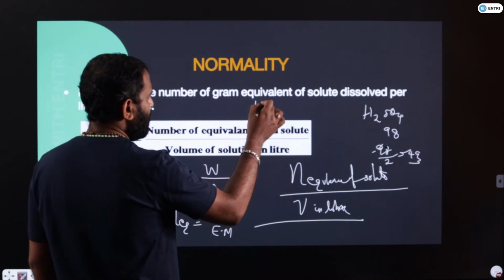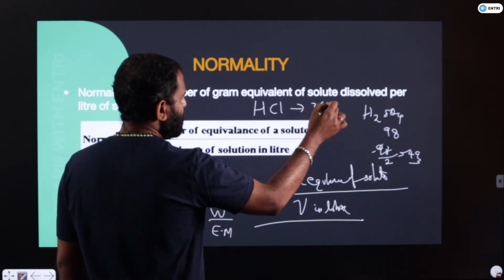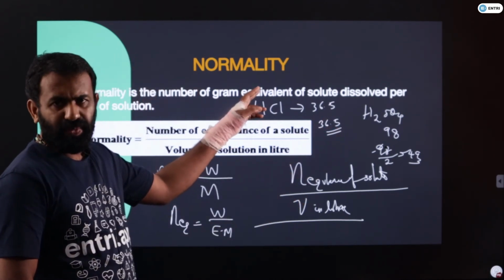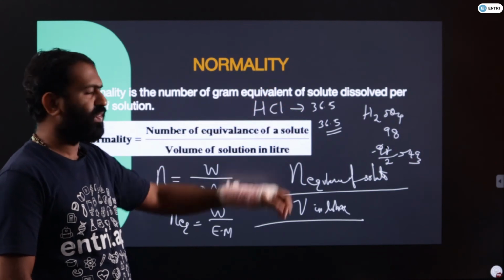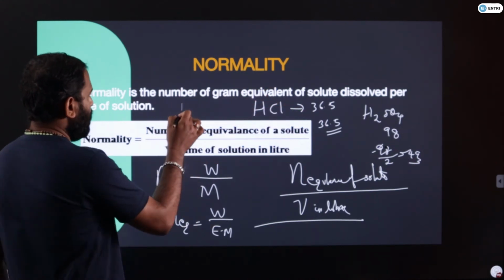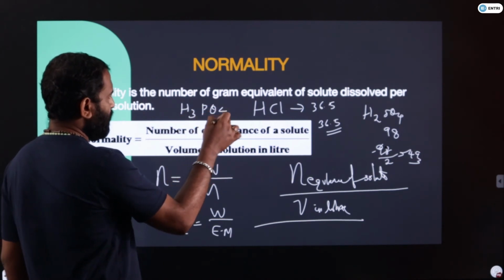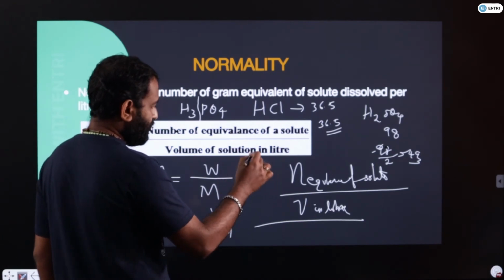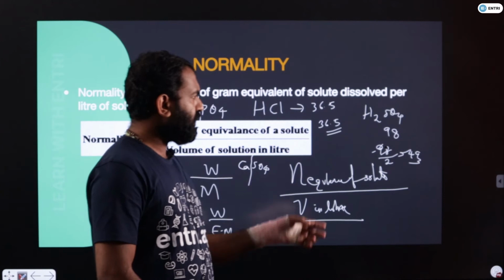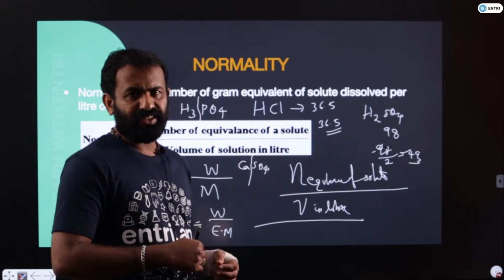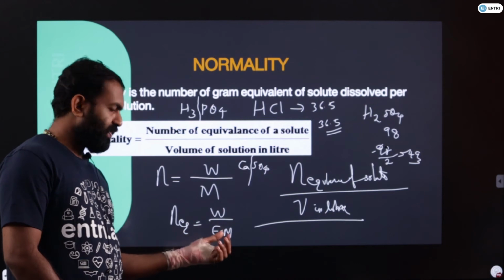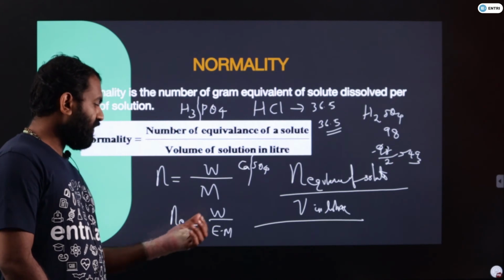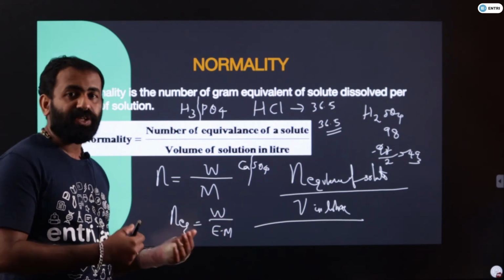In the case of HCl, hydrochloric acid, the molecular mass is 36.5 and equivalent mass is also 36.5, because total positive charge is plus 1 or total negative charge minus 1. So 36.5 divided by 1. In the case of phosphoric acid H3PO4, the valency is 3, and in the case of calcium sulfate, the valency is 2. So equivalent mass is molecular mass divided by valency, and number of equivalents is given mass divided by equivalent mass. Number of moles is equal to given mass divided by molecular mass. Number of equivalents is equal to given mass divided by equivalent mass.